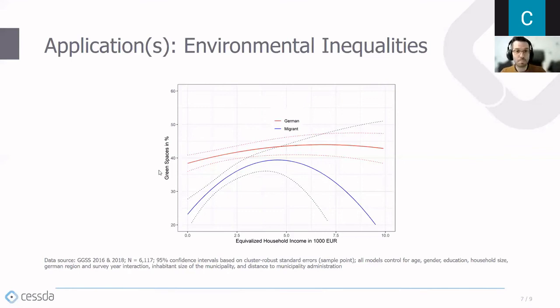So migrants in the low income ranges tend to be less surrounded by green spaces. So they suffer from missing green spaces, and Germans are not. With increasing income, they can compensate a bit for this missing green space, but not as much as Germans. So this is just a small example of how you could use GIS methods together also with survey research.